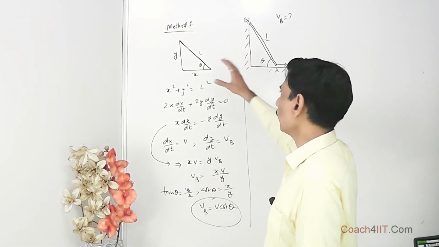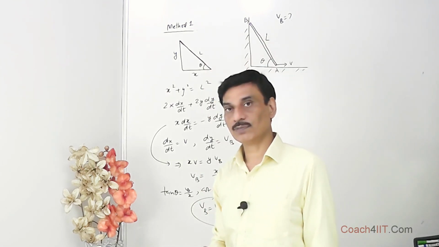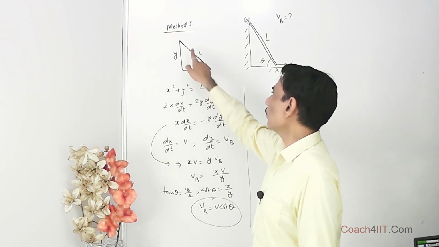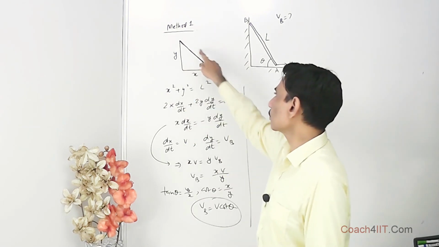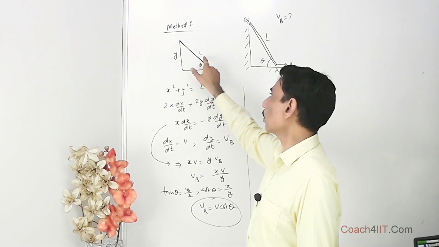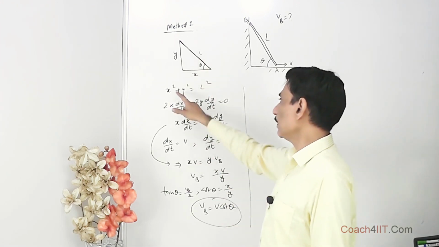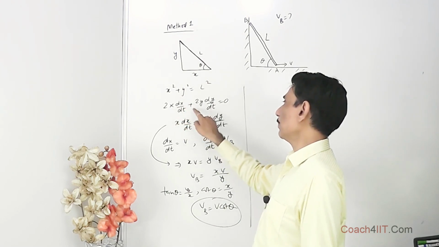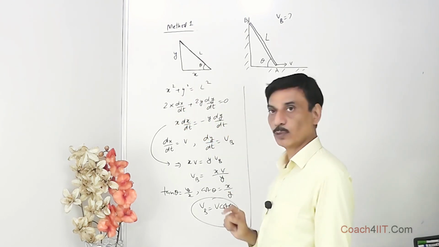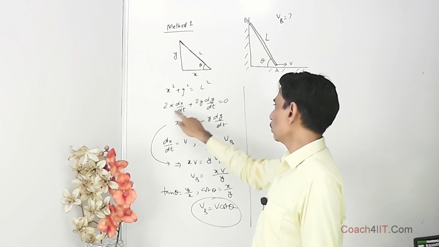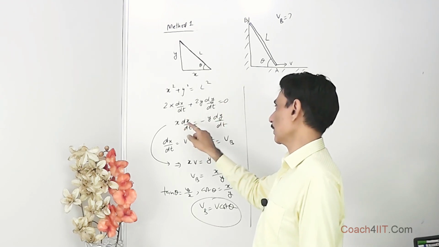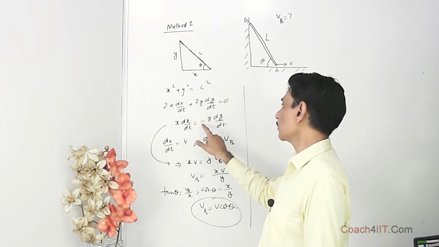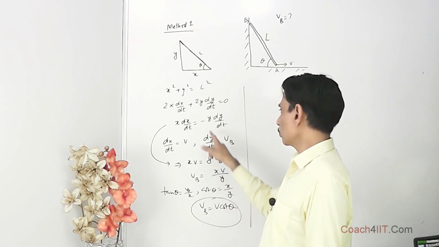At this instant we can use the Pythagoras theorem, that is x square plus y square is equal to L square. L is always constant, so this square plus this square is always going to be L square. If we differentiate it with respect to time, 2x dx by dt plus 2y dy by dt comes out equal to 0. The 2 and 2 can be cancelled, so x dx by dt is equal to minus y dy by dt.